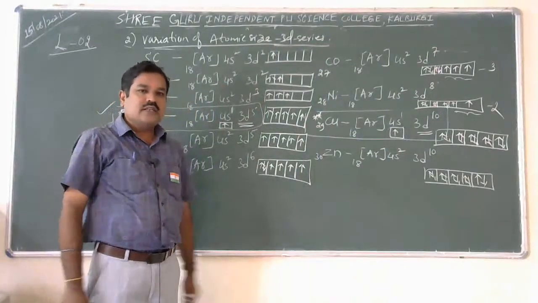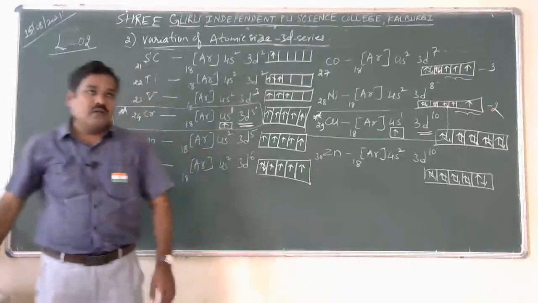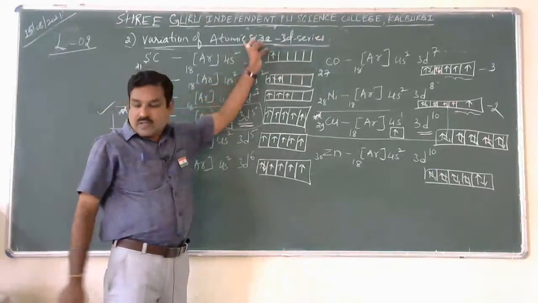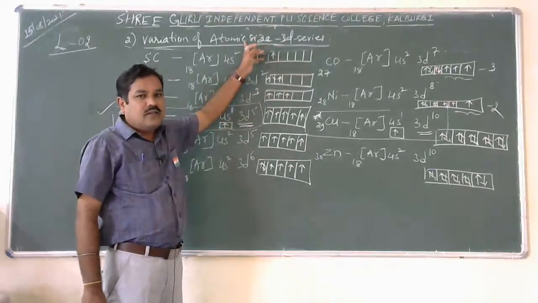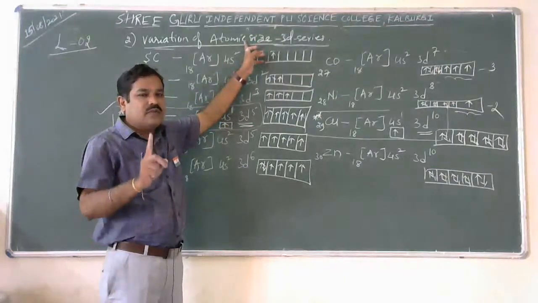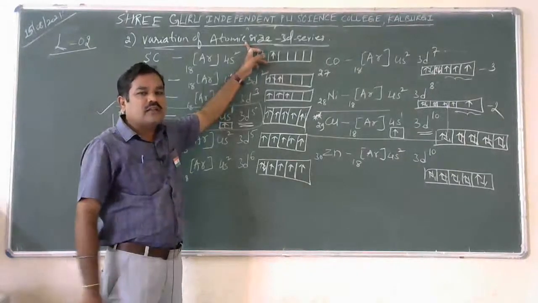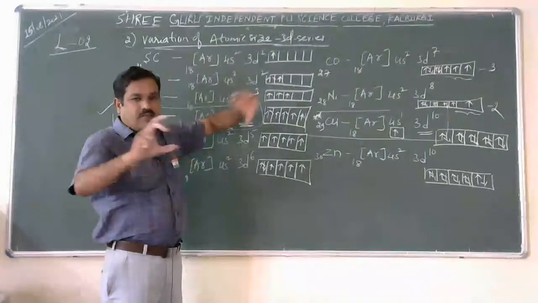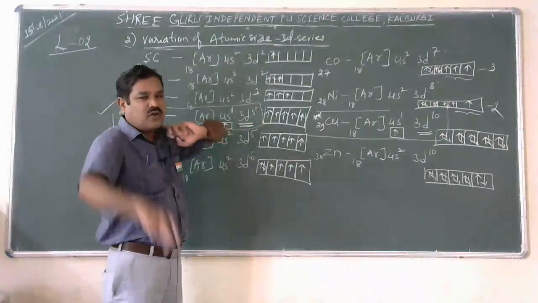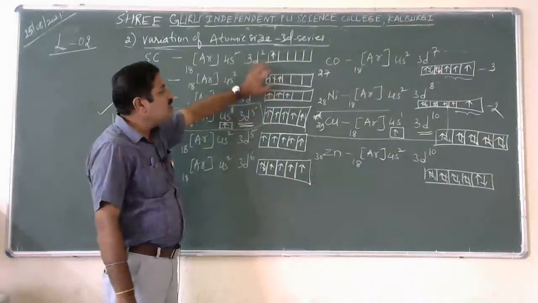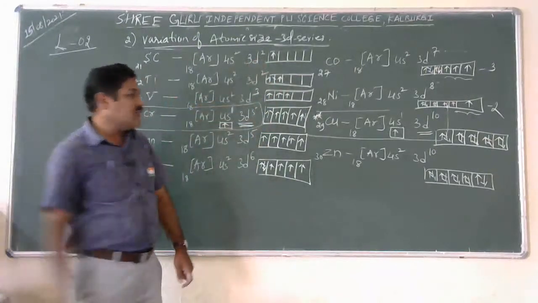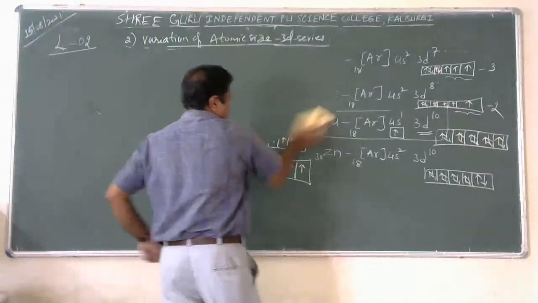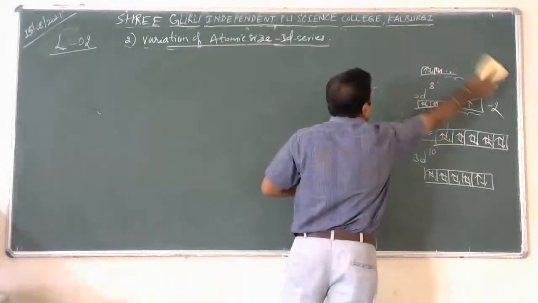Students, in these 3d series elements, remember atomic size. What is atomic size? Atomic size is expressed as atomic radius or ionic radius. What is the atomic radius? The distance between the nucleus and the outermost orbit containing the electron. As the atomic number increases, the distance between the nucleus and the outermost orbit increases, especially for these elements. How does this size vary? I will tell you and try to complete this concept today.